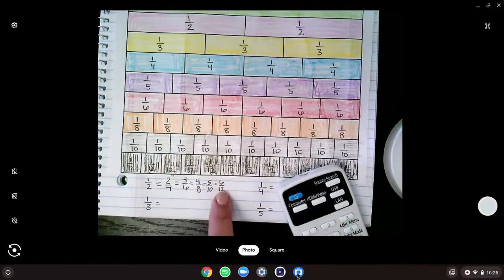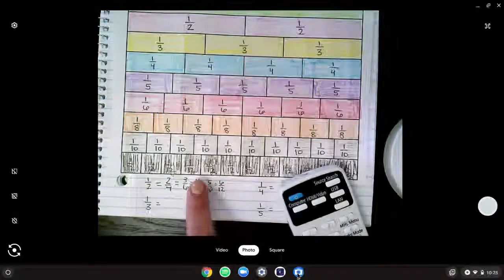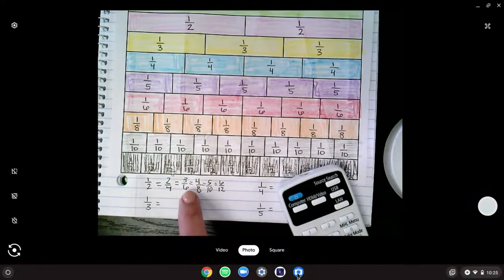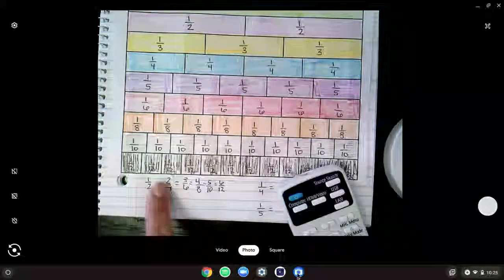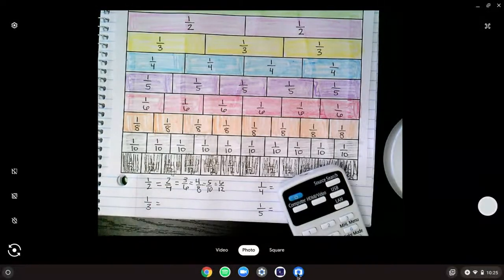Take a look at the relationship between numerator and denominator for 1/2. What do you notice, Holly? The numerator is exactly half of the denominator. Oh my goodness. Do you think that's where half comes from? Yes. All right. Let's try it with a trickier fraction.